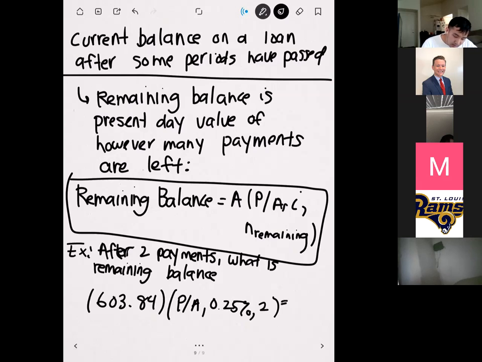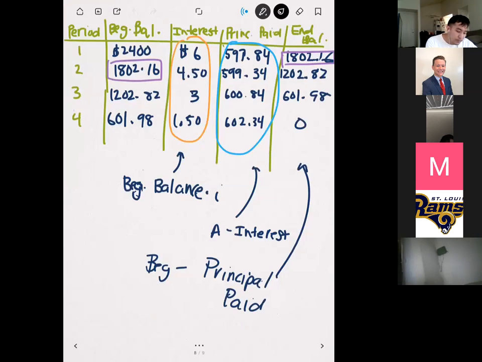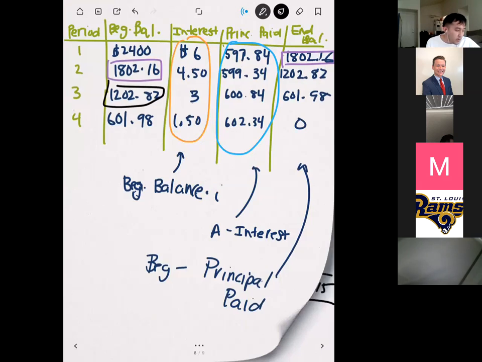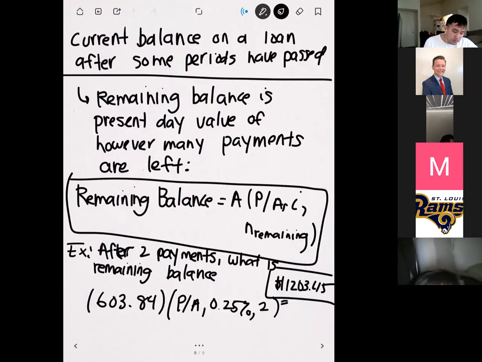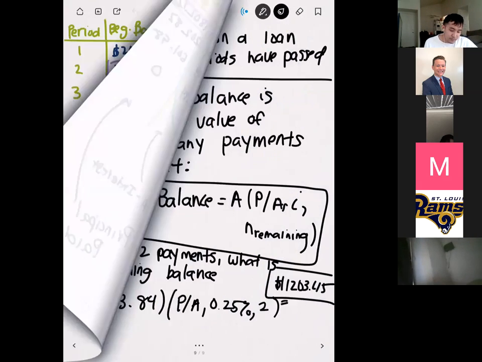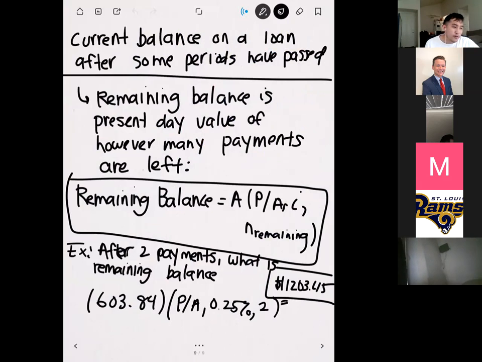And then this is equal to 1203.45. And if you compare that to our example where we have the full table already, that's exactly how much of the remaining balance is there after 2 payments. Pretty close to it. There's always going to be a little bit of round off error, but you're always going to get within a few dollars or a few cents.